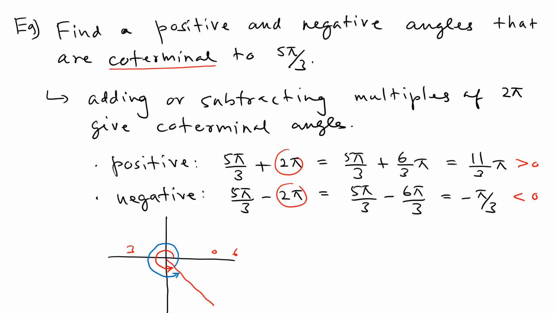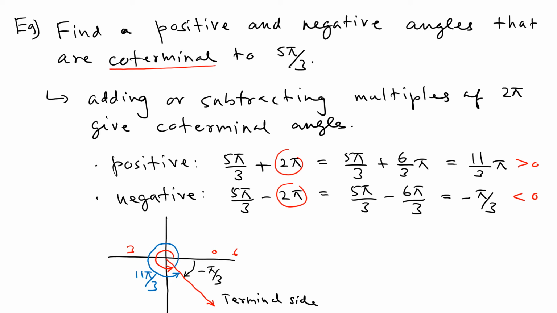Which is 11 pi over 3, and then go backward. If you go backward, you subtract. So you can start with this angle and subtract one cycle, and then you end up with this. So this is negative pi over 3, and you can see that they are all coterminal because they have the exact same terminal side. That's the terminal side. You can see that they are all coterminal.